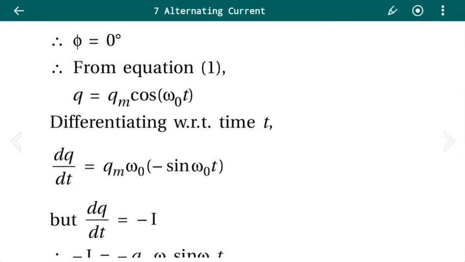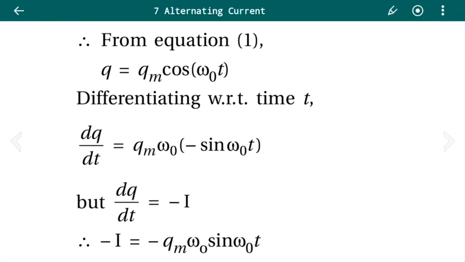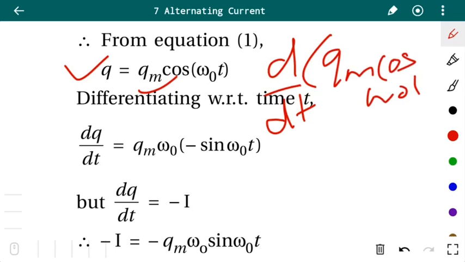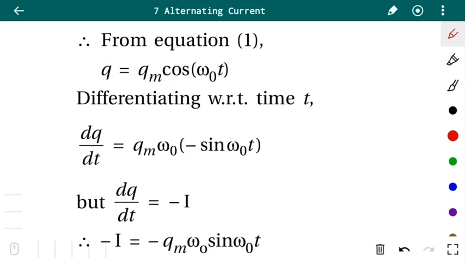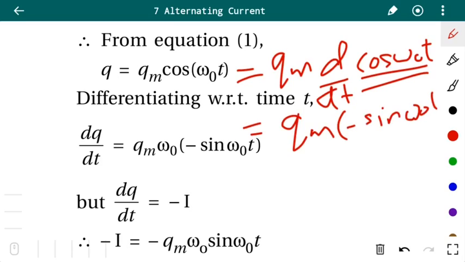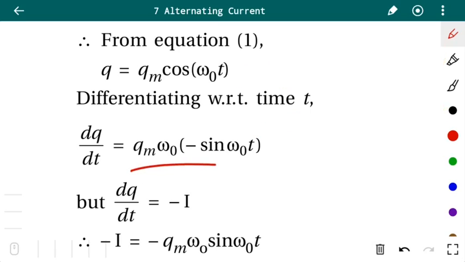Now differentiating this equation with respect to time, taking derivative on both the sides, we get dq by dt equals to d by dt of Qm cos omega 0 t. Taking Qm outside, we get d by dt of cos omega 0 t. Now the derivative of cos omega 0 t is minus sin omega 0 t. So that can be written as Qm into minus sin omega 0 t, and from omega 0 t again the derivative will be omega 0. So now the equation becomes minus Qm omega 0 sin omega 0 t.